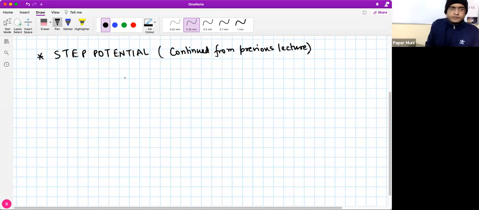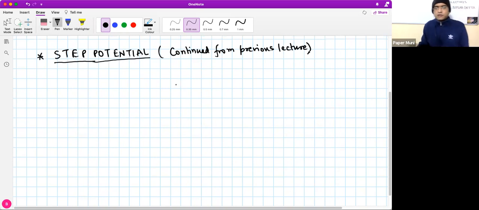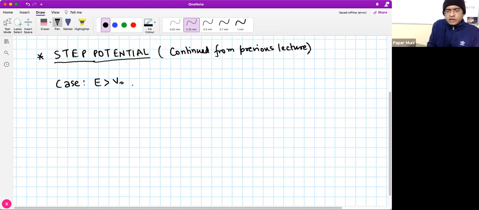Now, let's see, we had solved one of the cases, not completely, but we had some results. So let me make a straight line. We were discussing the case where E is greater than V naught. And the wave function which we got for region 1, from the previous lecture, I'm writing it down, summarizing it.